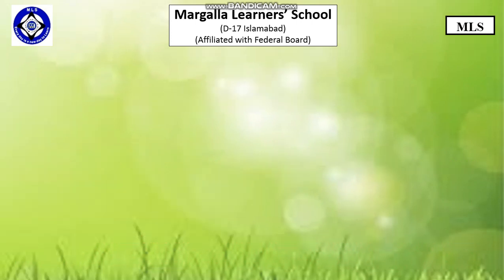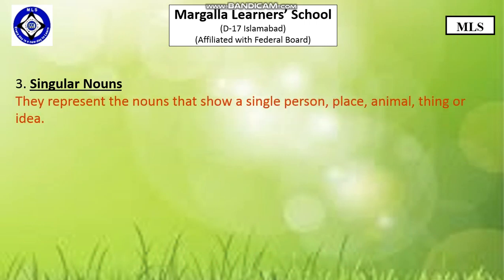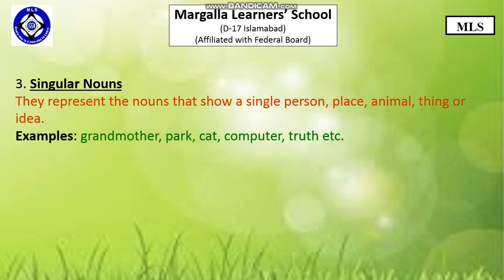Now, let's come to the third type, which is singular nouns. They represent the nouns that show a single person, place, animal, thing, or idea. For example, grandmother, park, cat, computer, truth. These are all singular nouns.